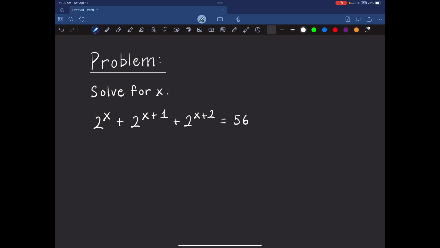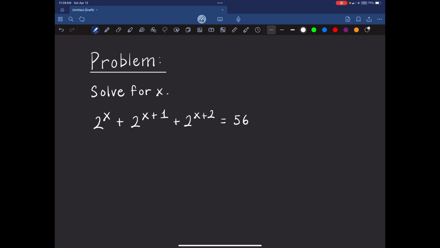Today I have a pretty fun problem for you guys. I think it's pretty instructive on some of the rules of exponents. So let's get started. The problem says solve for x, and we have 2 to the power x plus 2 to the power x plus 1 plus 2 to the power x plus 2 equals 56.